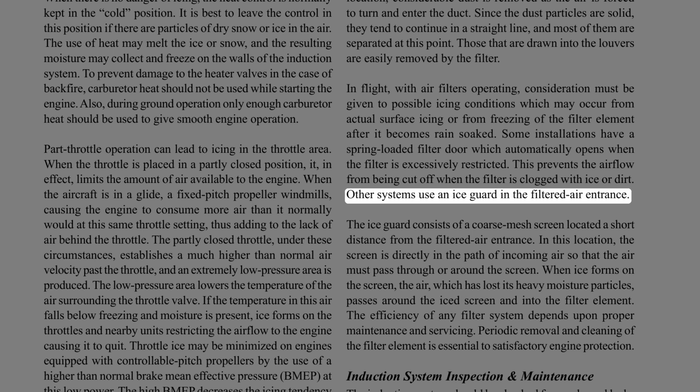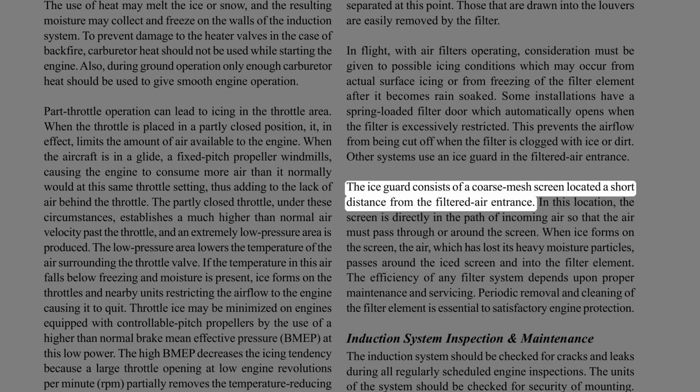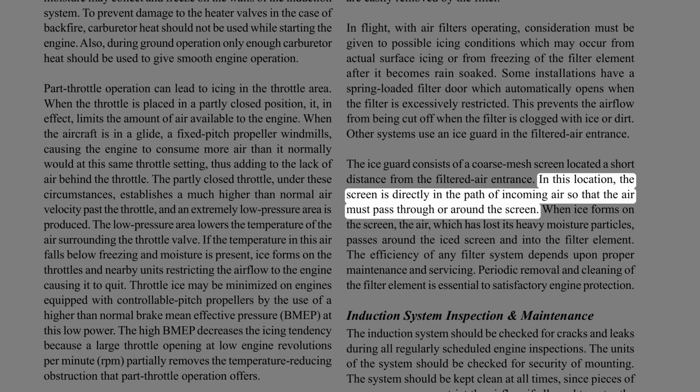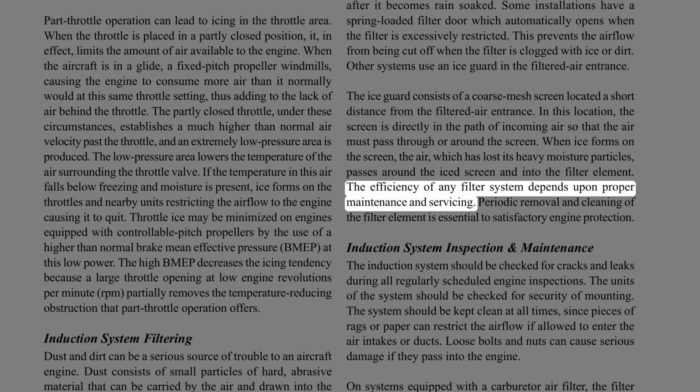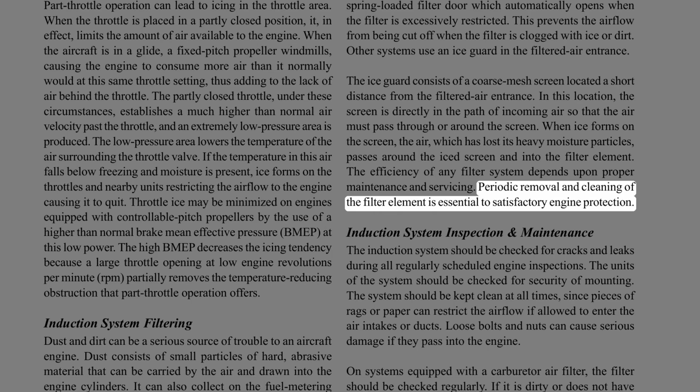Other systems use an ice guard in the filtered air entrance. The ice guard consists of a coarse mesh screen located a short distance from the filtered air entrance. In this location, the screen is directly in the path of incoming air so that the air must pass through or around the screen. When ice forms on the screen, the air, which has lost its heavy moisture particles, passes around the iced screen and into the filter element. The efficiency of any filter system depends upon proper maintenance and servicing. Periodic removal and cleaning of the filter element is essential to satisfactory engine protection.